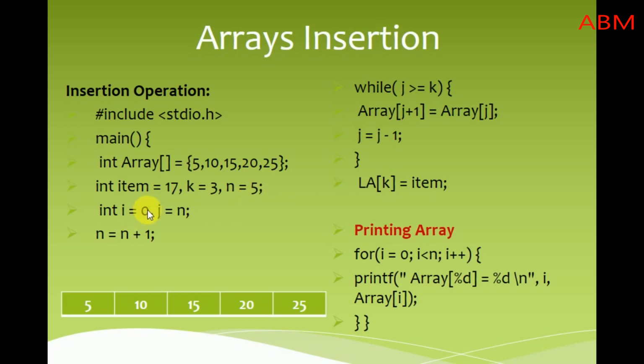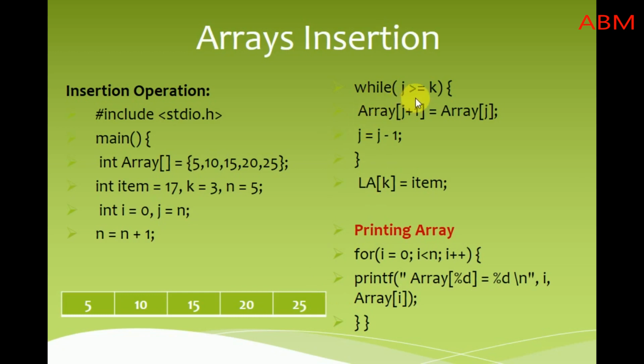So I initialize i equal to 0 and j equal to n, and I increase n, n equal to n plus 1. I increase the size because the current size is 5, but after inserting the new element we should change it from 5 to 6. Now after running this line, the total size is 6. We have created one other place here.